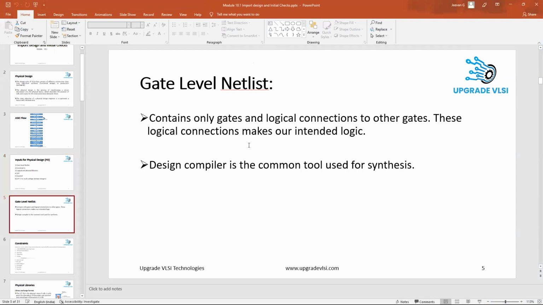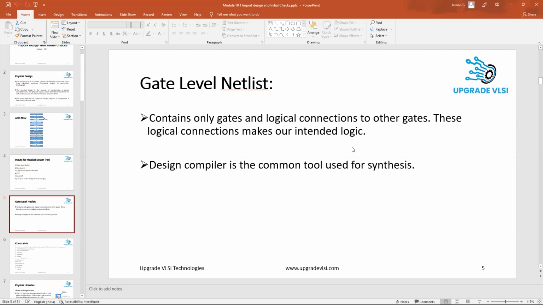So the gate level netlist. We already discussed multiple times what the gate level netlist is, but let me tell you one more time. It contains only gates and logical connections to other gates. These logical connections make our intended logic.